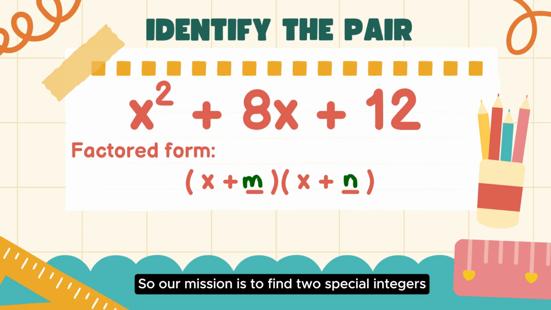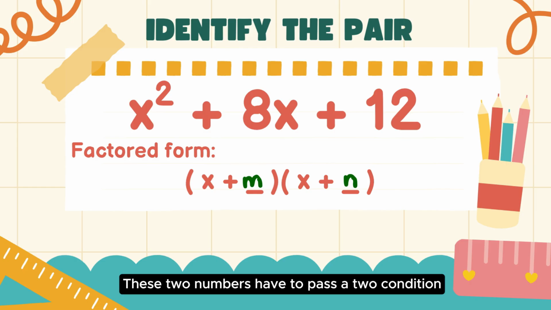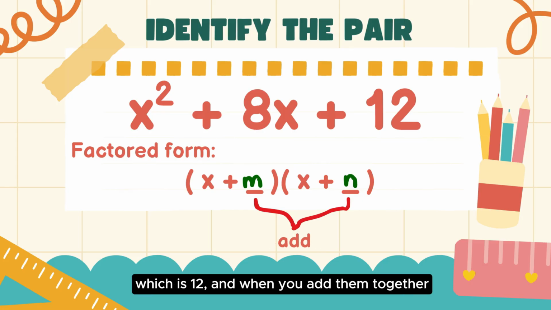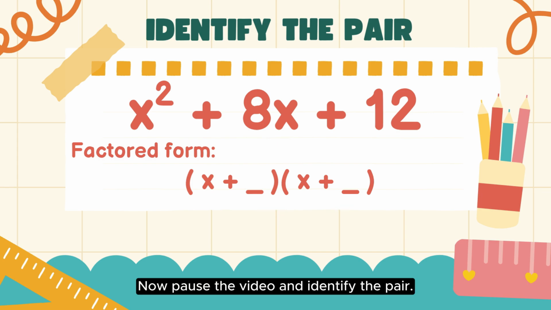So our mission is to find two special integers, and let's call them m and n. These two numbers have to pass two conditions: when you multiply them, they must equal the last term, which is 12. And when you add them together, they must equal the middle coefficient, which is 8. Now, pause the video and identify the pair.